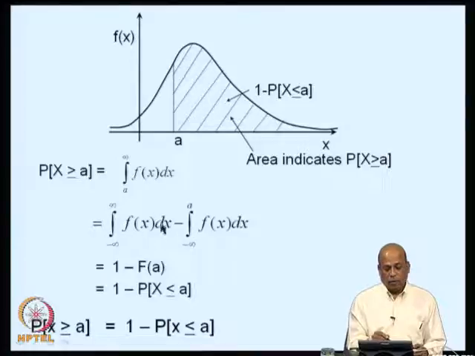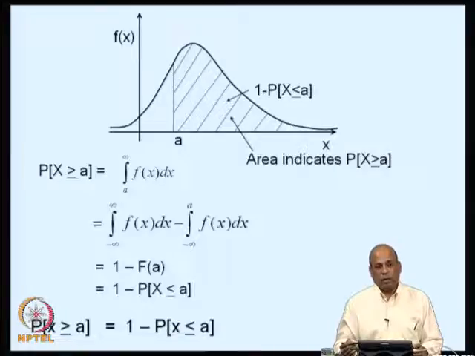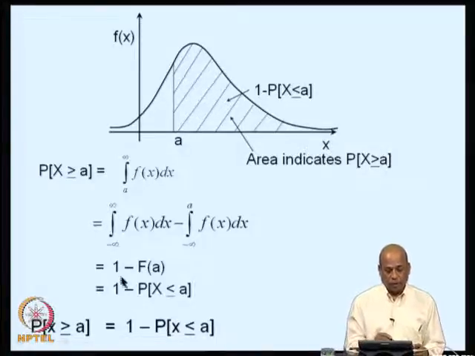Now, this area we know this integral is 1 by definition of PDF. So, this is 1 minus, by definition of CDF, this is F of a, because the CDF is defined as F of x is equal to the integral from minus infinity to x of f of x dx. So, we write this as 1 minus F of a.